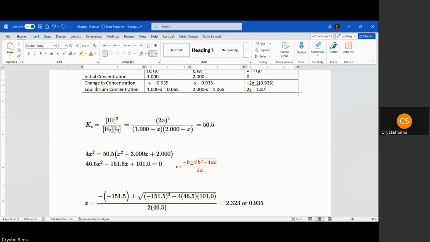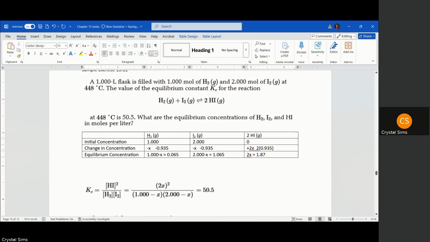Okay, so I have the equilibrium concentrations. That is what I was asked to find, the equilibrium concentrations. All I was given to start this problem was the number of moles of hydrogen, the number of moles of iodine, and the equilibrium constant. From that, I filled out my ice table and I was able to figure out my equilibrium concentrations for each of those.